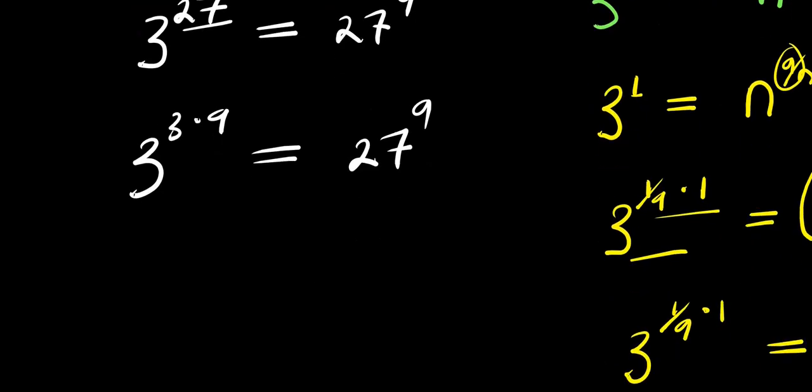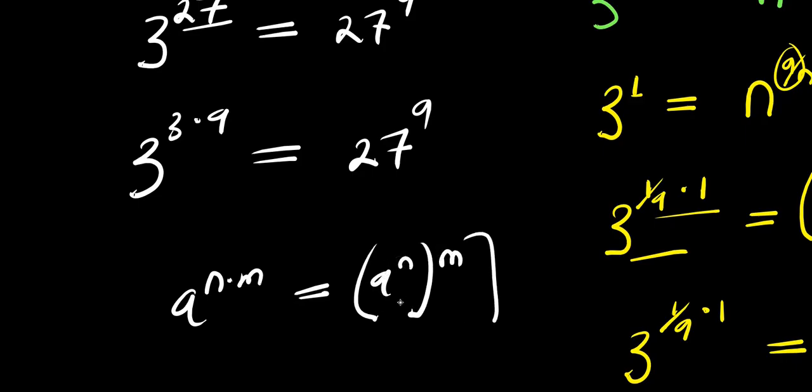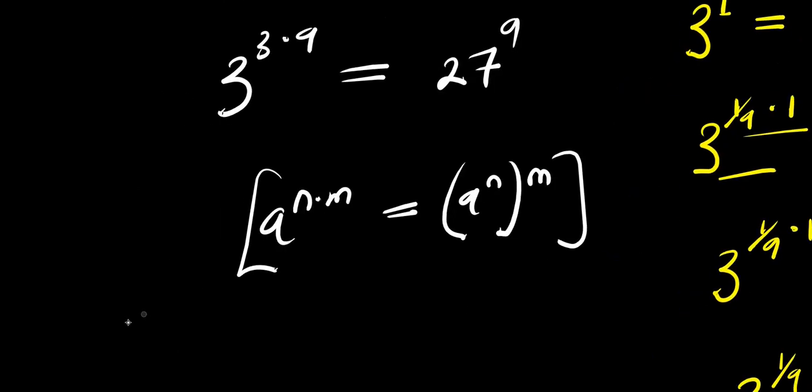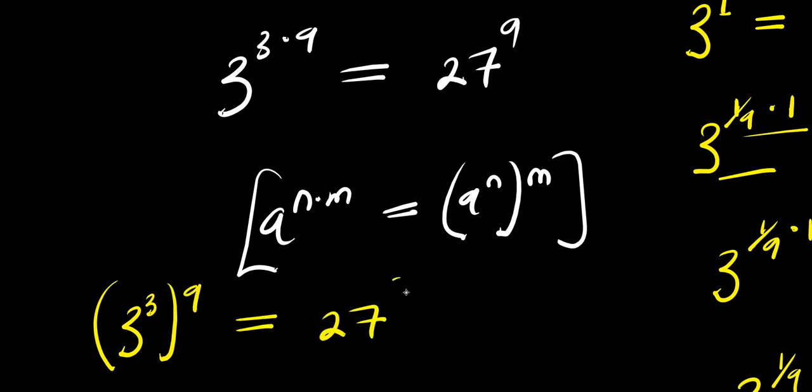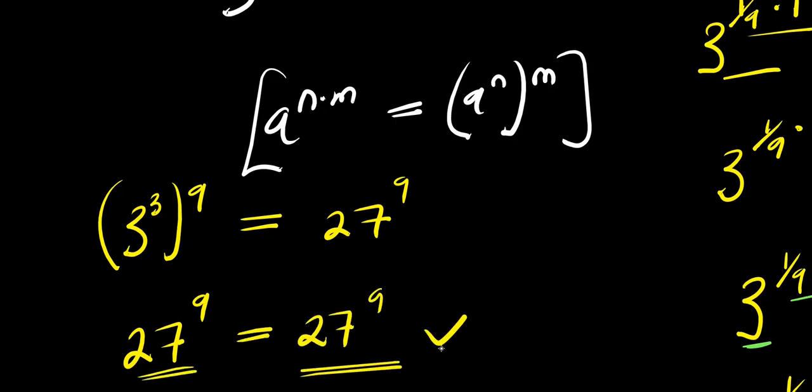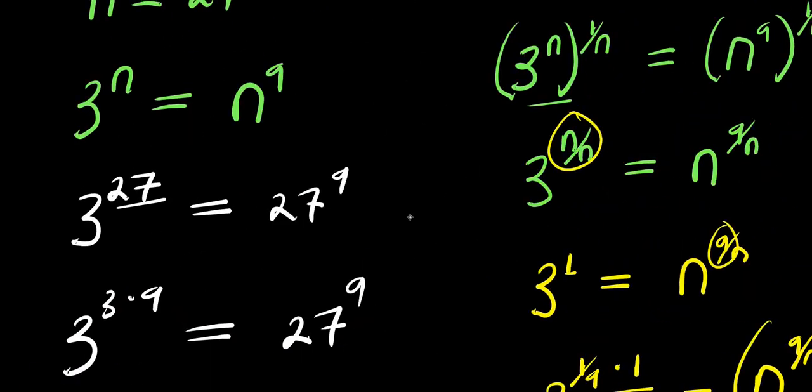So don't forget, if you have a^(n times m) equals (a^n)^m. So right now, I will have (3^3)^9 equals 27^9. And 3^3 is 27, so 27^9 equals 27^9. Both sides are the same. So that satisfies the equation.